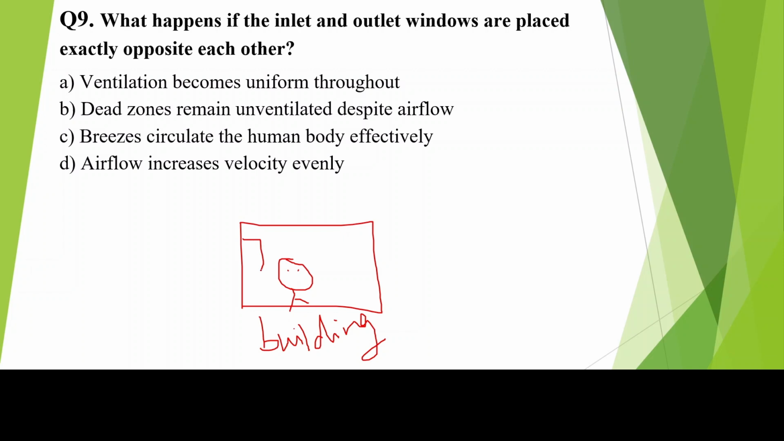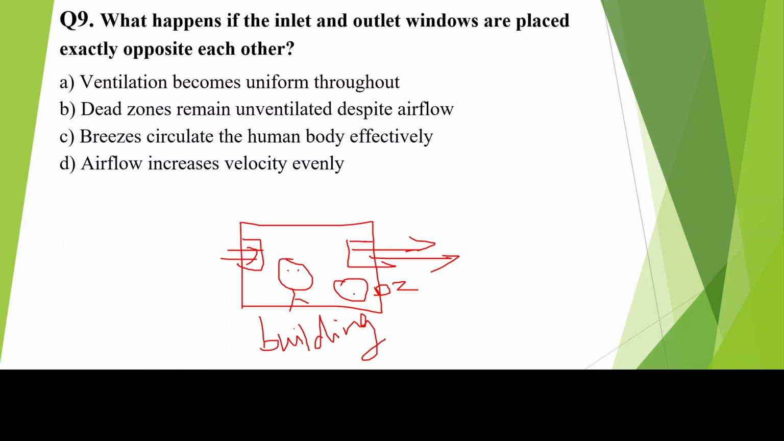So if you are placing the two windows opposite to each other, from these, what can you understand? Whether the ventilation air circulation will be coming to this here, or it will be having the dead zones. So which will be the correct answer? Try to answer it correctly.